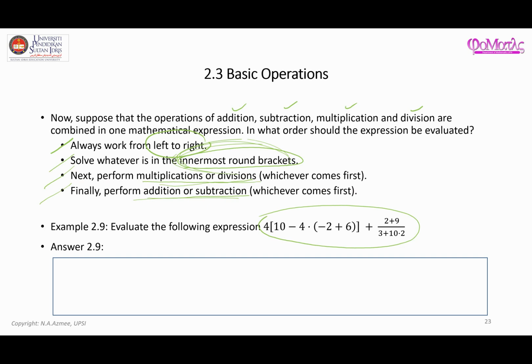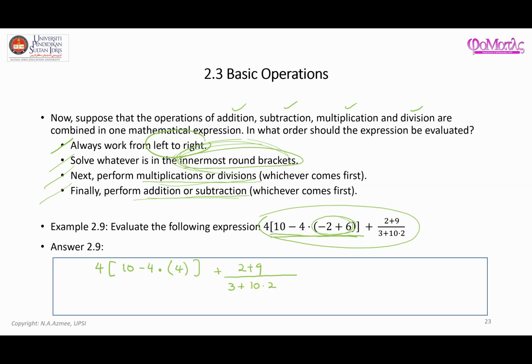So first of all, we're always going to work from left to right. So we will have something that looks like this. We have 4, and then this is the big bracket here, so I'm just going to write down 10 minus 4, multiplied with the innermost bracket that you can solve first. So negative 2 plus 6 is going to be equal to 4, and then plus, we've got this term over here, 2 plus 9 over 3 plus 10 times 2.